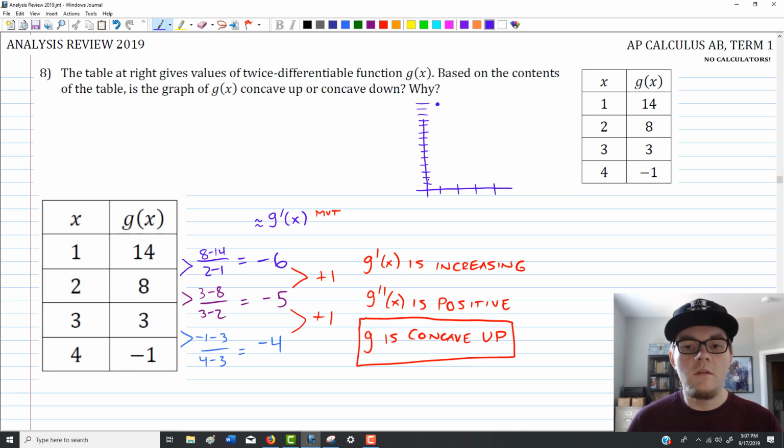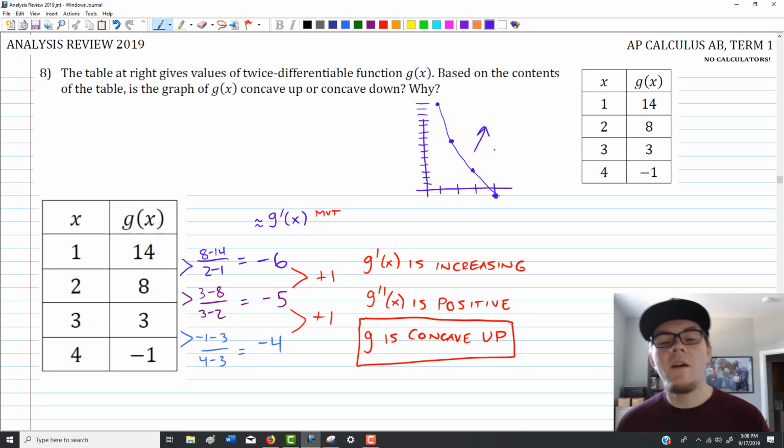So plotting the points, (1, 14), (2, 8), (3, 3), and (4, -1). Let's see if I did that right. Down. So somewhere down here, I'd say. So if we were to imagine what this looks like, yeah, it does look like it's slightly concave up, but the difficulty here was the closeness of the points meant that it was kind of hard to see for sure. If we do our scale a little poorly, it might not have looked as nice.